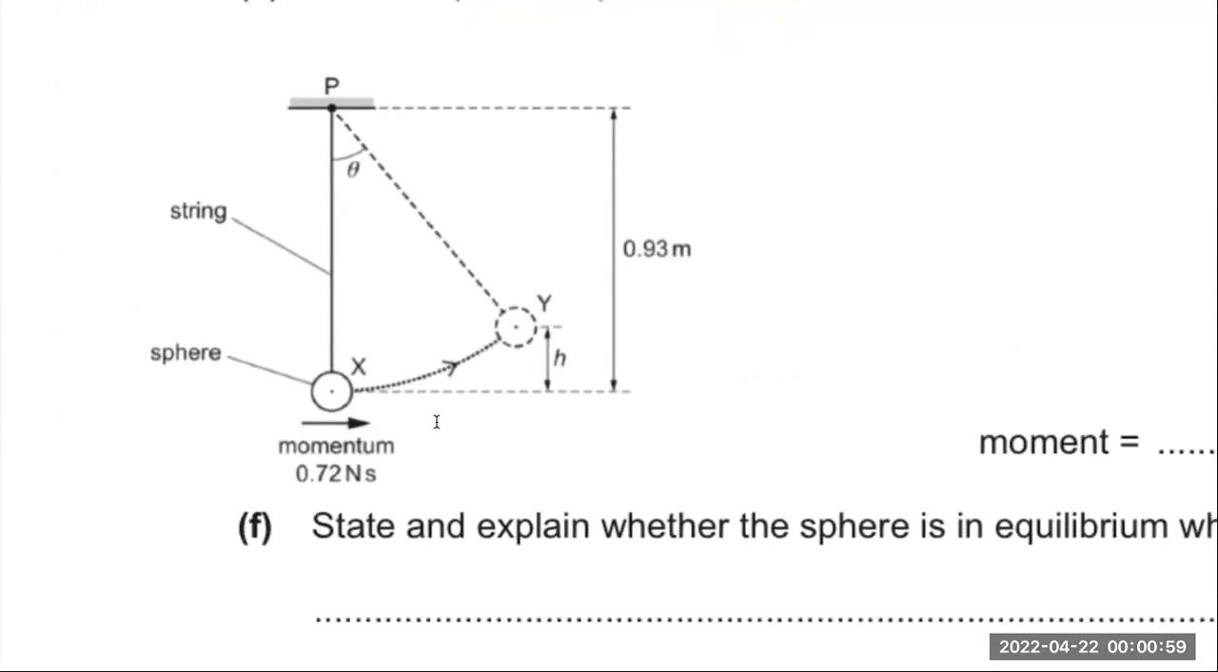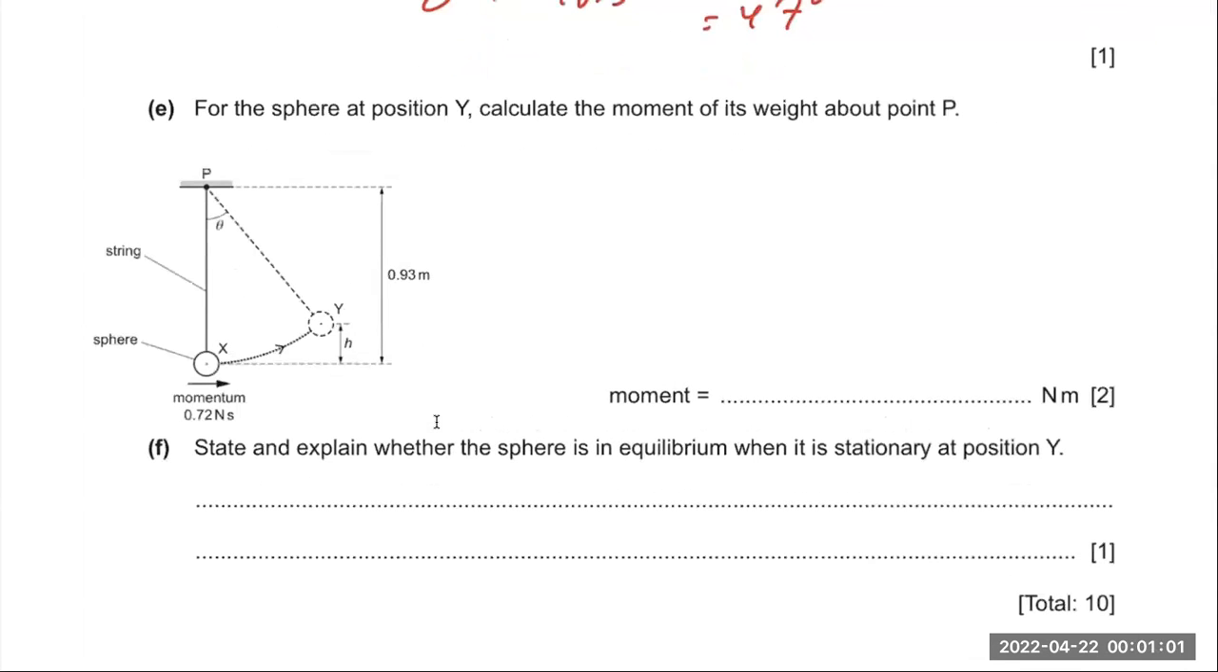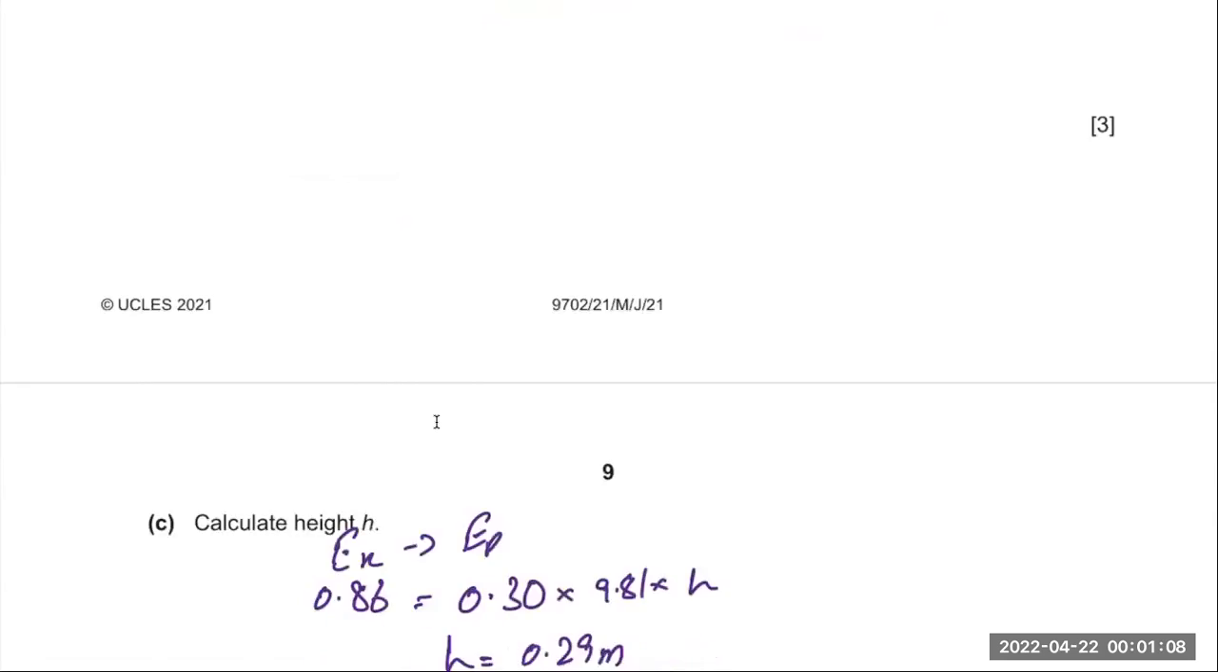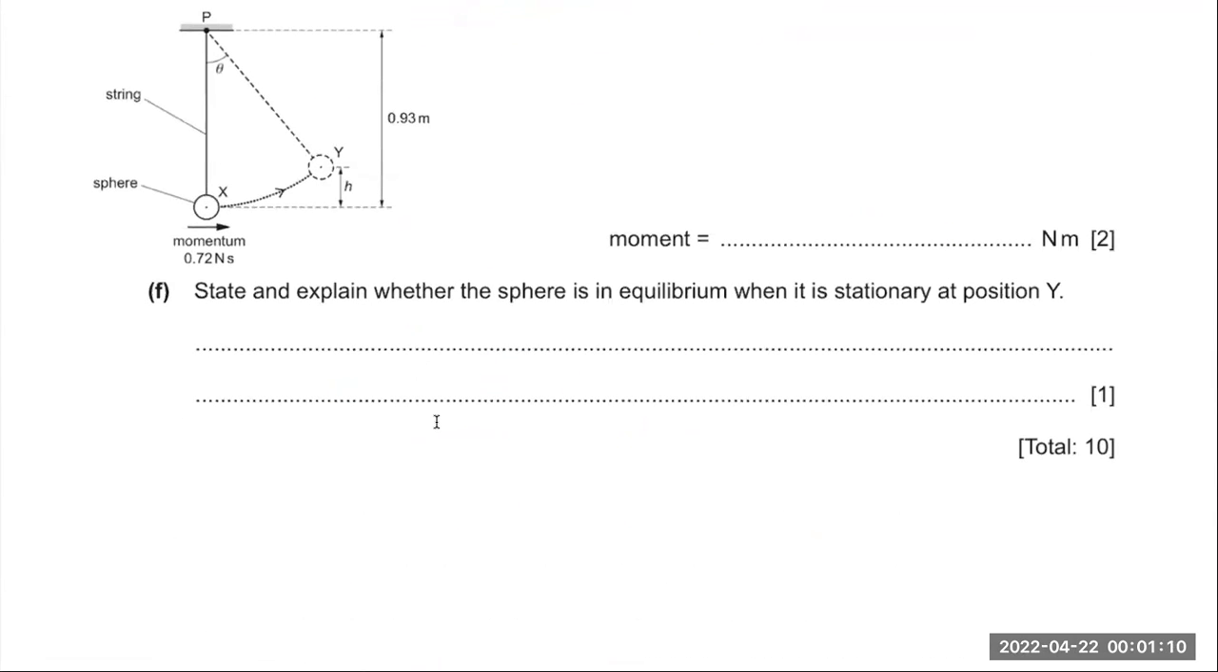Now, do we have the weight of the sphere? Yes, we do. We have the mass, which is 0.3 kilograms. So 0.3 into 9.81 is the weight of the sphere that acts downwards vertically. This is the weight of the sphere. To calculate the moment, I'll have to use force multiplied by the perpendicular distance from the pivot.